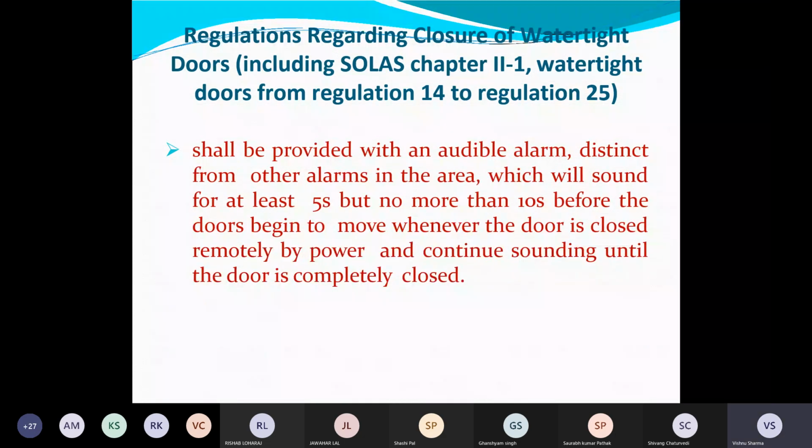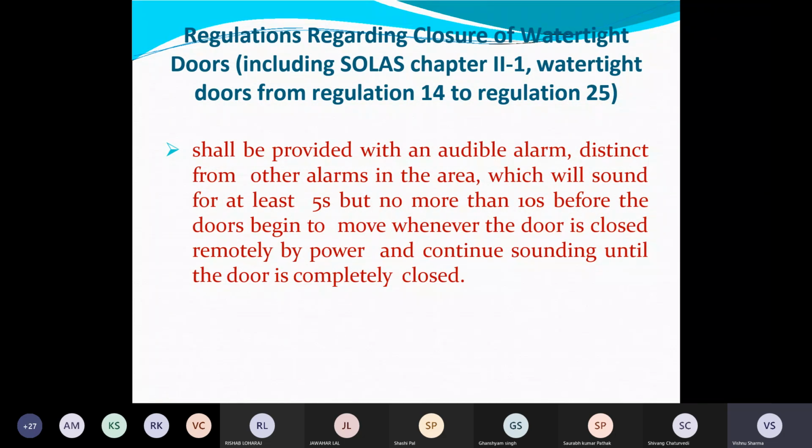The door shall be provided with an audible alarm distinct from other alarms in the area, because one of the places where you can have a watertight door is the access to the stern tube from the engine room. Now in the engine room you have so many alarms obviously, so this is one more alarm. This alarm for the watertight door should be distinct from other alarms so that once it sounds you know that it's the watertight door alarm.